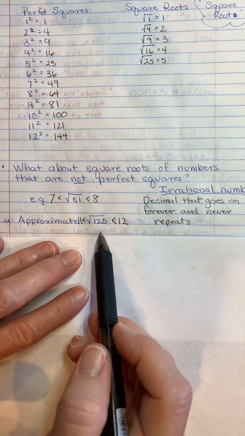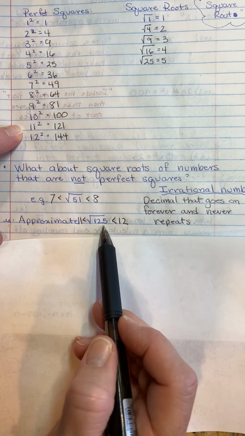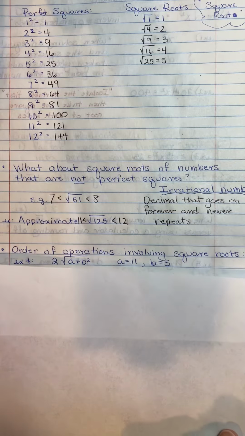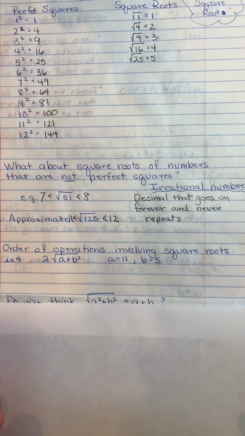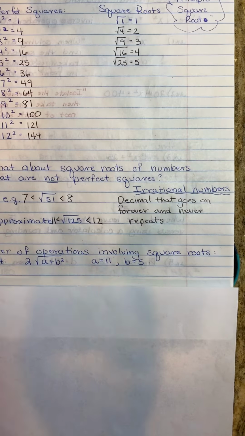And we also know that it's probably going to be closer to 11 because 125 is very close to 121. All right. So now we're going to venture into the order of operations involving square roots.